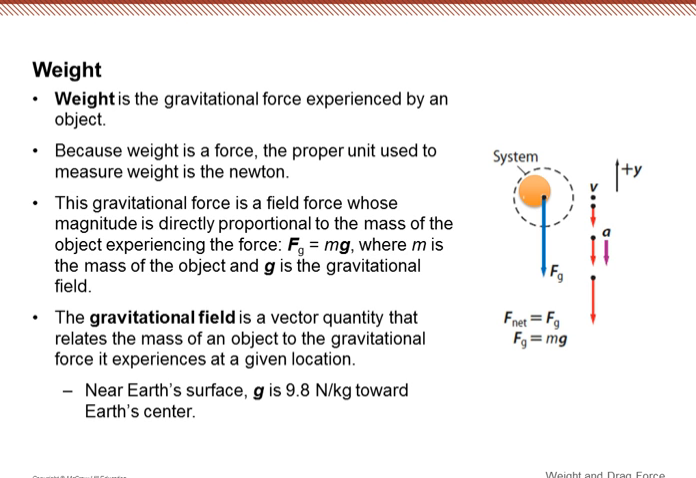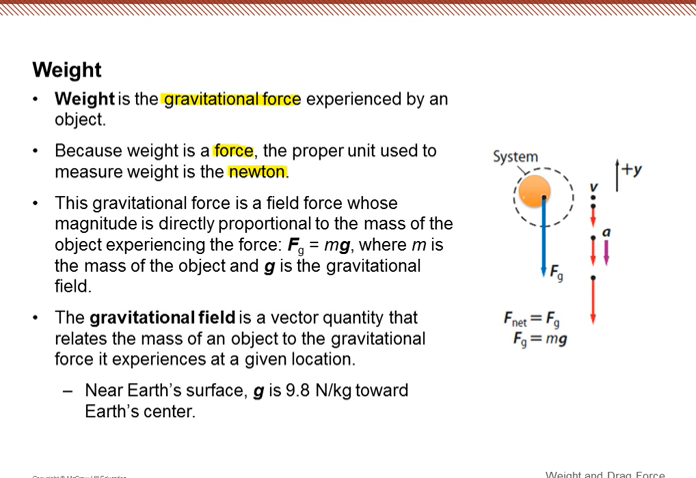So what is the weight of an object? Well, the weight is the gravitational force experienced by an object. And so it's the force that Earth pulls on the object. And because it is a force, we use the unit of newtons. And the gravitational force is a field force. And what that means is that it doesn't need contact in order to exert the force. You can exert the force from a distance.